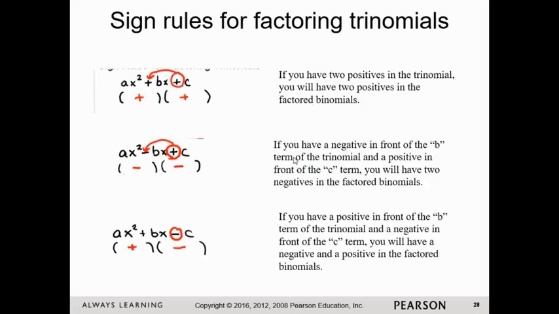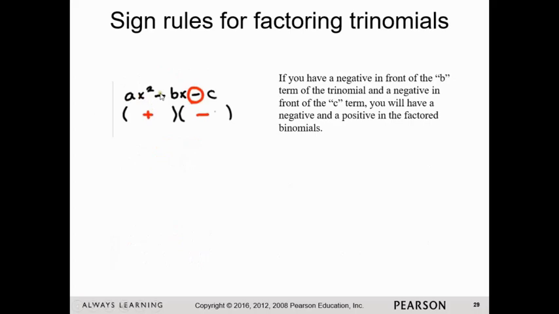So the big part of this is these rules that we talked about before. If we have two positives in the trinomial, we're going to have two positives in the factored binomials. If we have a negative in front of the b and a positive in front of the c, we're going to have two negatives in the factored binomials. If we have a positive in front of the b and a negative in front of the c, we're going to have a positive and negative in the factored binomials. And if we have a negative in front of the b and a negative in front of the c, we're going to have a positive and a negative in the factored binomials. So those rules are very important for this guess and check method.